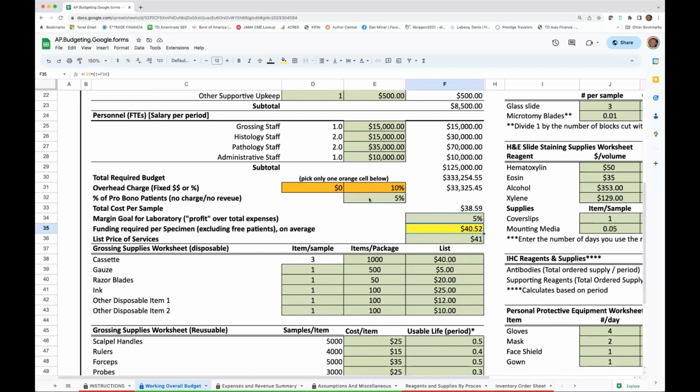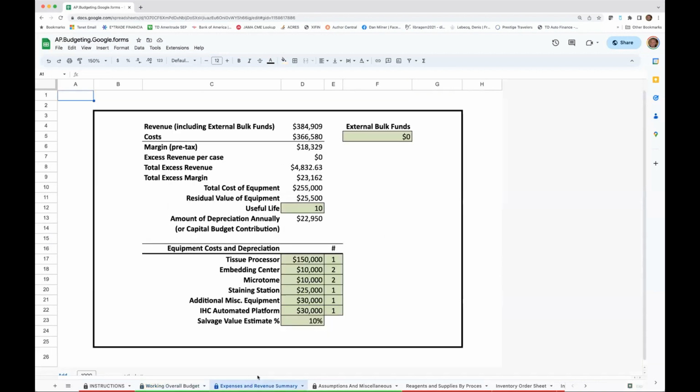They're not paying. So for everyone who's paying, whether it be from government budget, grant money, donations, patients paying out of pocket, wherever the source is, you need to collect $40.52 per case that comes in, okay? That doesn't mean you need to collect $40.52 from the patient. It means that you as a laboratory need to collect $40.52, okay?